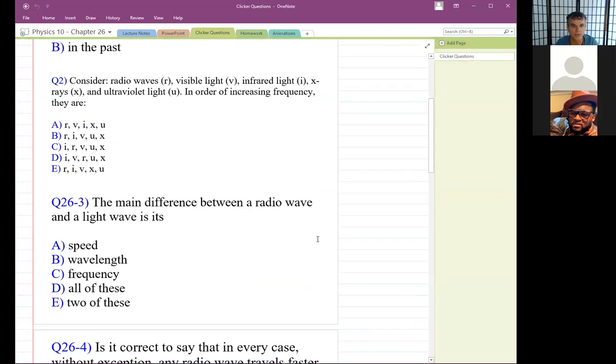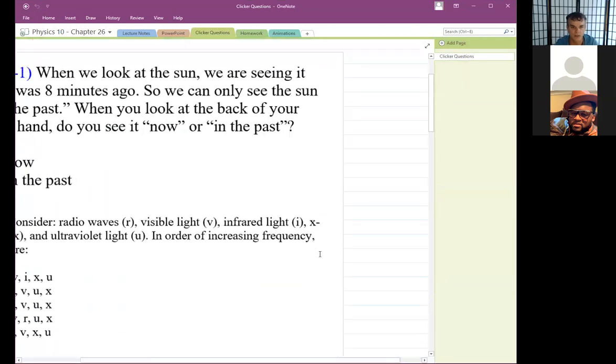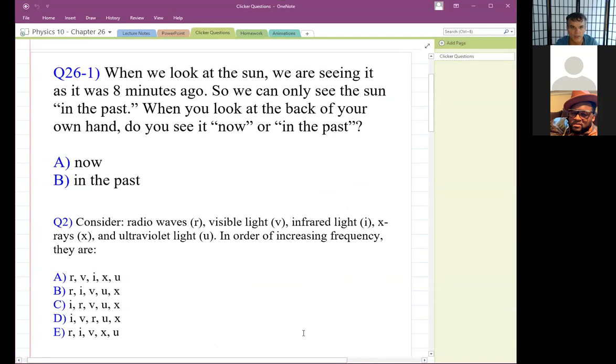Clicker questions. So 26.1, it says, when you look at the sun, we are seeing it as it was 8 minutes ago. So we can only see the sun in the past. When you look at the back of your own hand, do you see it now or in the past? So I'm holding my hand up and I'm looking at the back of my hand. Am I seeing my hand in now or in the past?